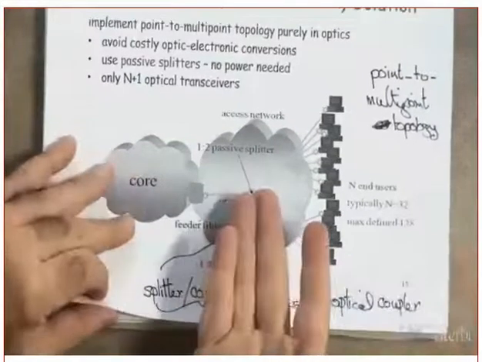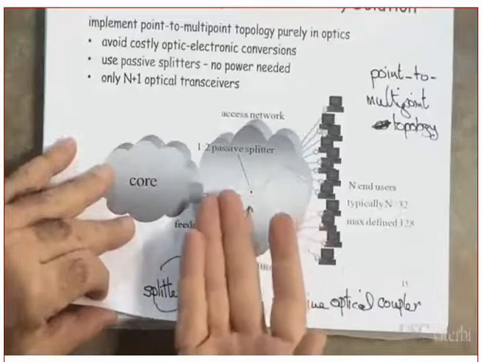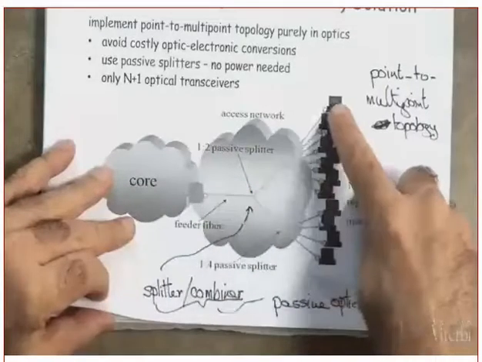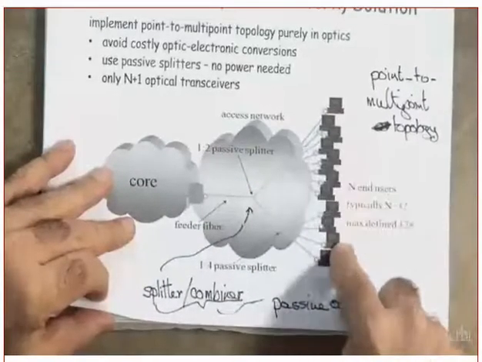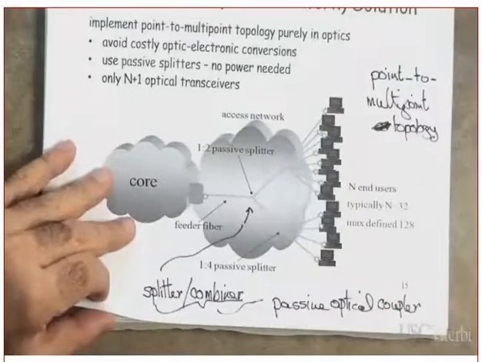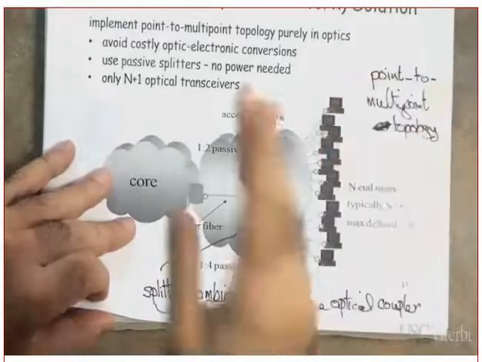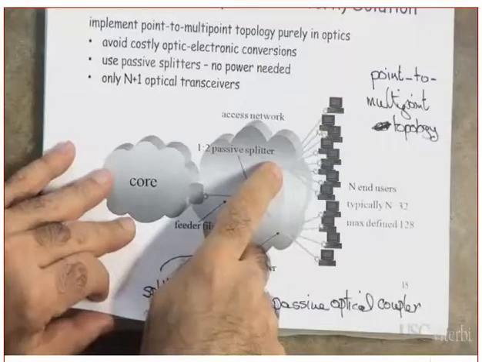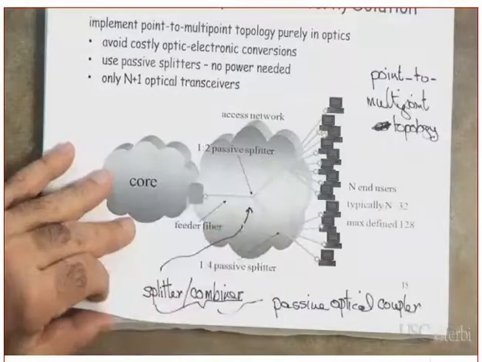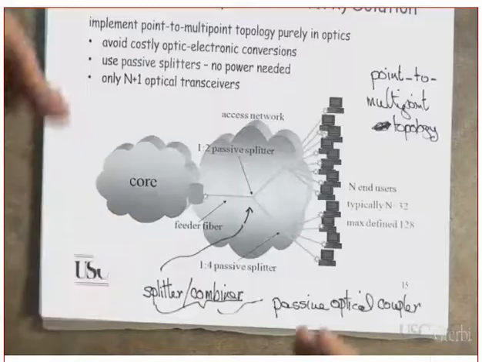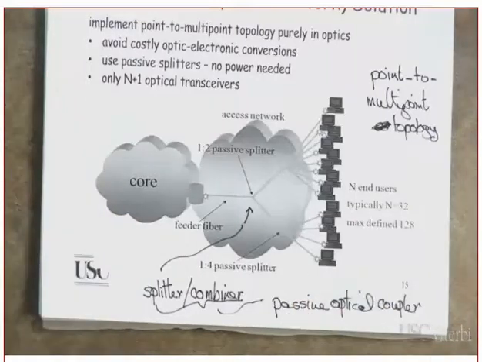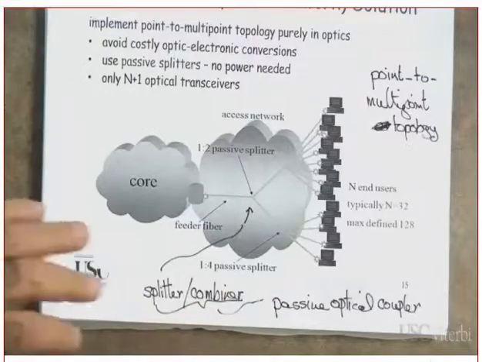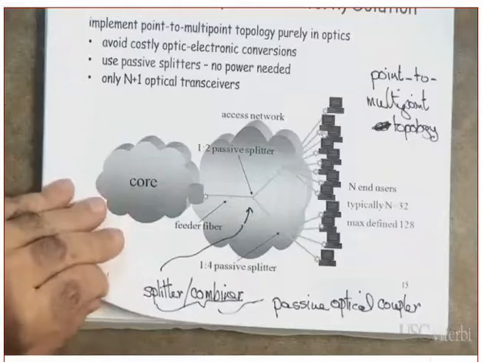Now, what is still a problem with this? Can we have a large number of users? I want you to think a little bit about it. What did I tell you about the splitter? I told you that the splitter divides the power by N users. As you increase N, the power to each one of them will be limited. Alpha will be reduced, which means you need to amplify it along the way. Did you get this or not?